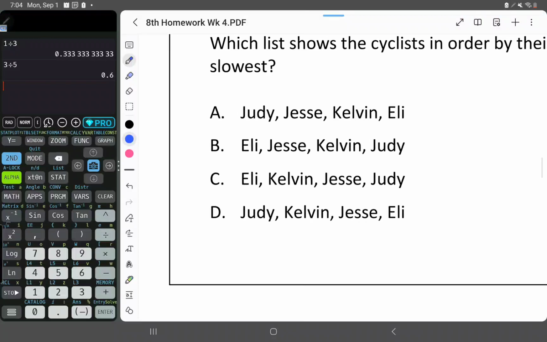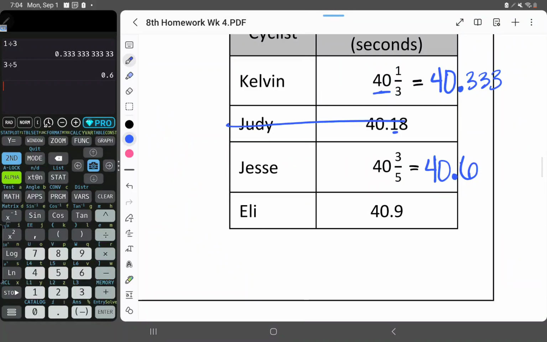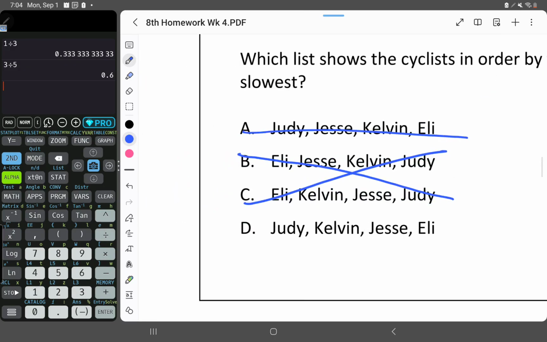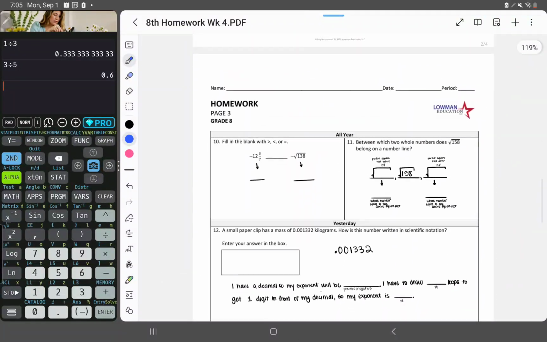So we come over here and we see that these two do not start with Judy. Then we look at second place, and second place would be the second fastest time or the second shortest amount of time, which is Kelvin with 40.3. So it's not going to be this one, so that would leave us with D.